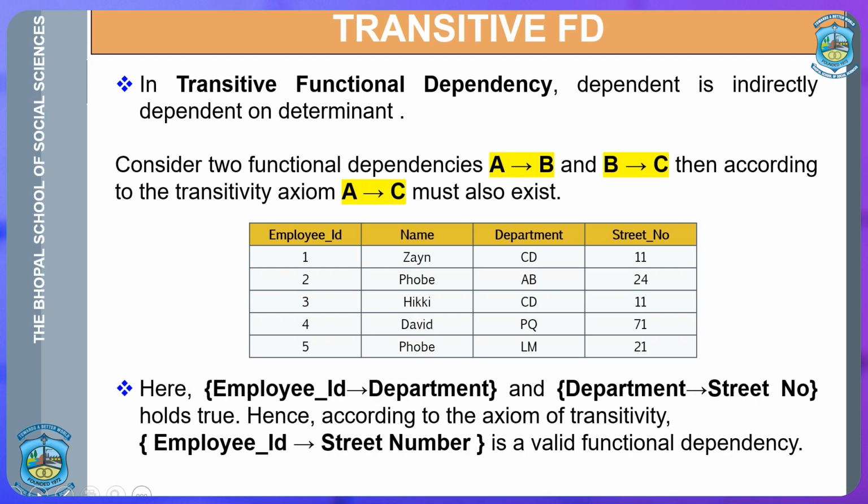Let us take an example. Here we have employee ID tends to department and department tends to street number. So, from these two dependencies we can conclude that employee tends to street. So, street number is not directly related, but it is indirectly related or indirectly is a part of this determinant, hence it is known as transitive functional dependency.